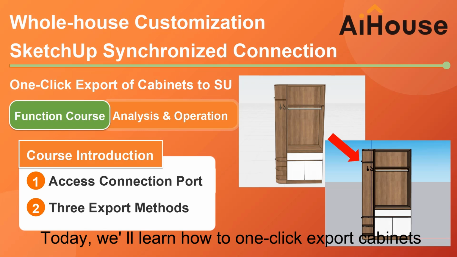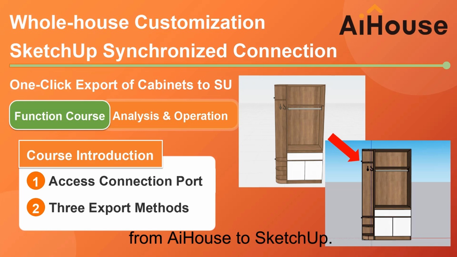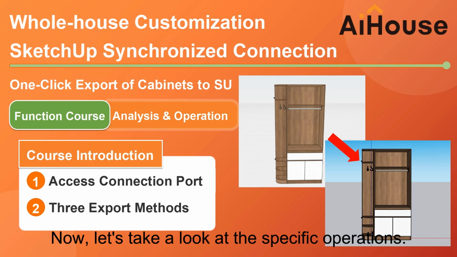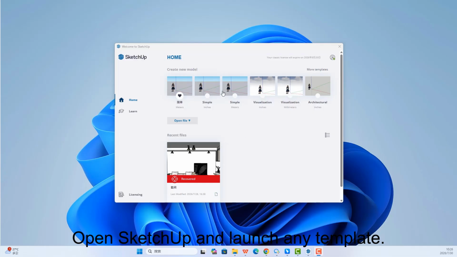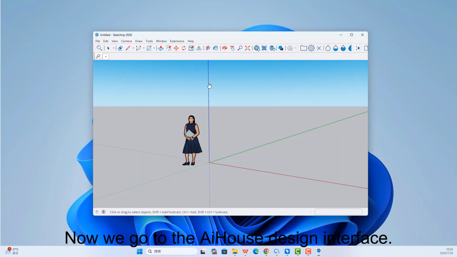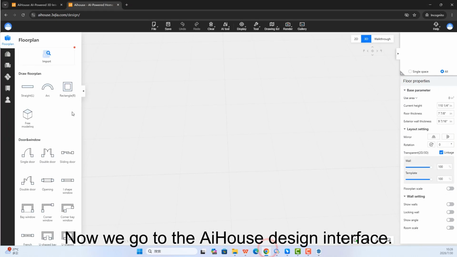Today, we'll learn how to one-click export cabinets from AiHouse to SketchUp. Now, let's take a look at the specific operations. Open SketchUp and launch any template. Now we go to the AiHouse design interface.